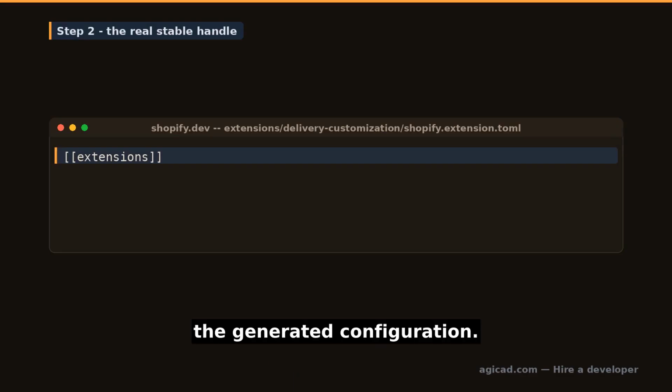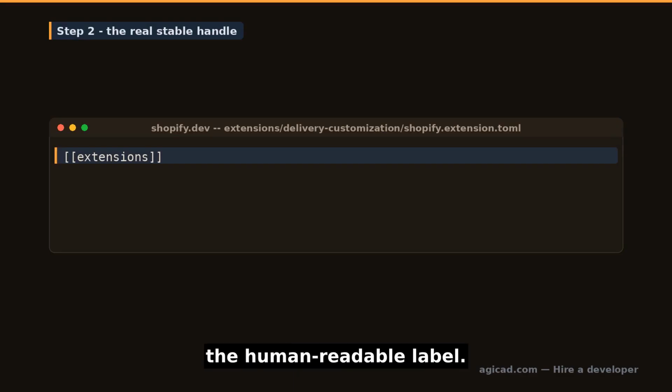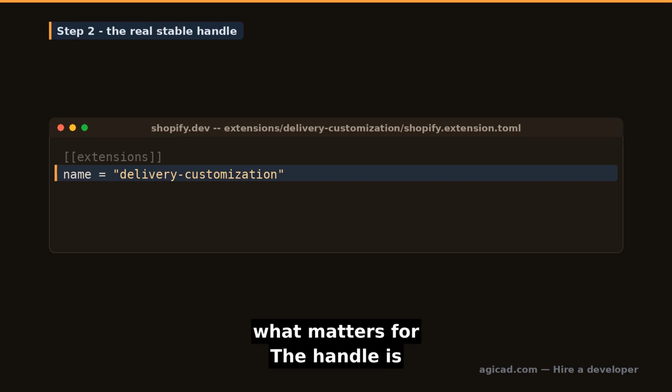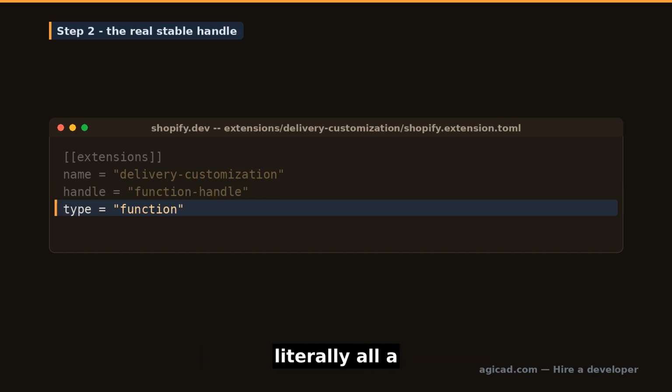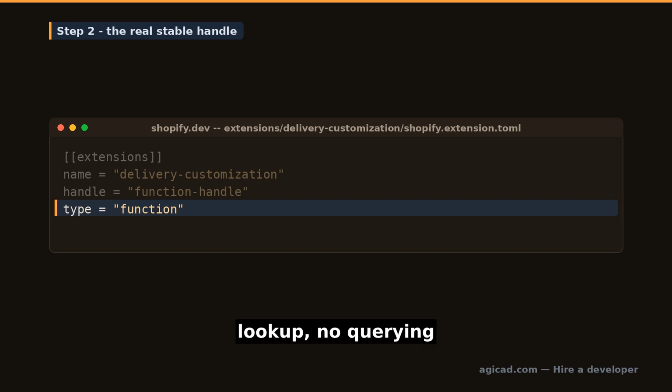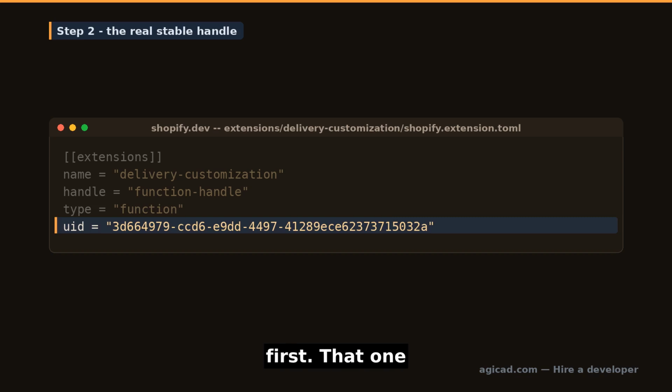The name is the human-readable label. The handle is what matters for everything that comes after it. It's a stable identifier that survives across environments, and starting with API version 2025-10, it's literally all a mutation needs to find your function. No separate ID lookup, no querying the functions list first. That one line is why the mutation later in this episode can be so short.